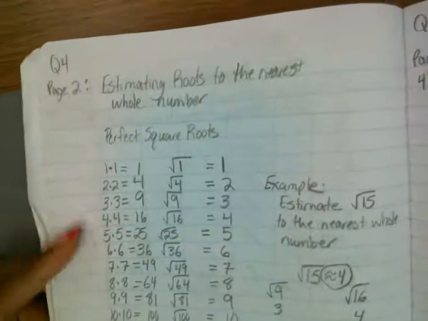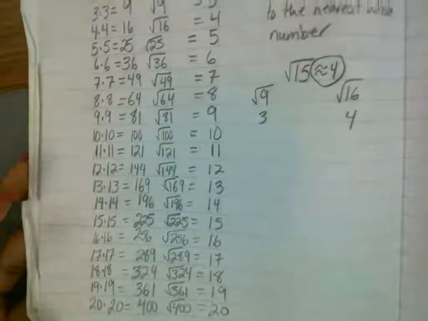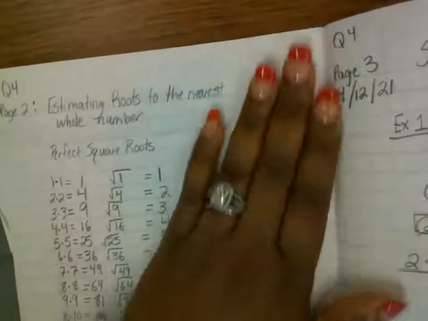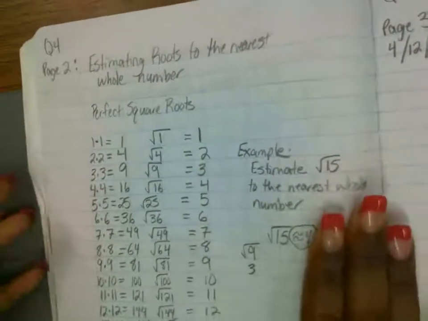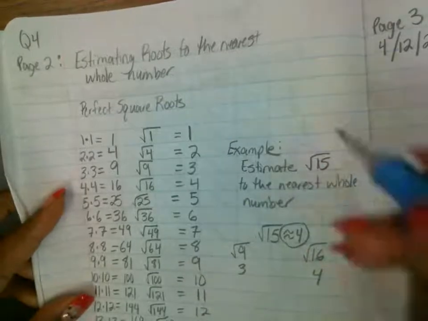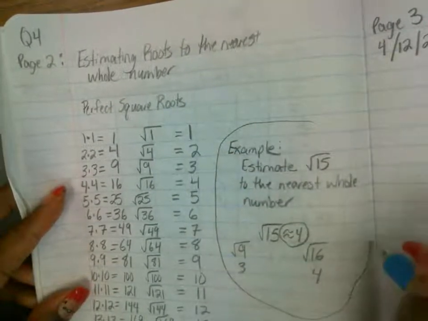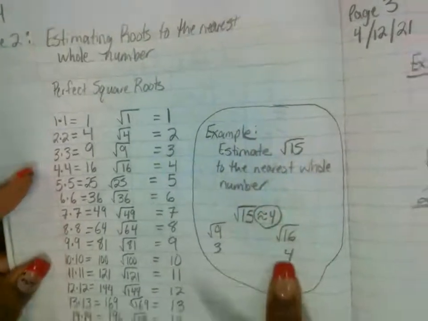Page 2, we did estimating roots, and this is what this page looked like because I wrote it in. Okay, estimating roots. For estimating roots, there's one thing that we didn't add to our notes that we do need to add, and it's what's in this circle right here. Please write this example on this page.